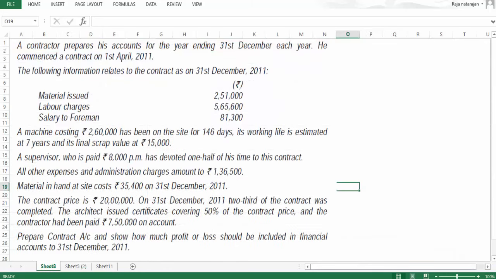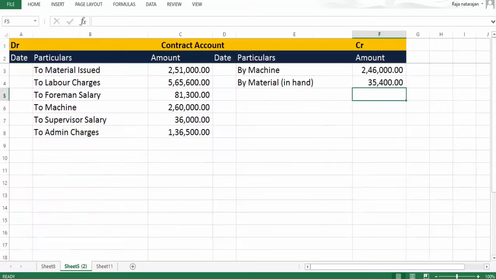So what else we have? That's it. So we have some additional information. Contract price is 20 lakhs. On 31st December 2011, 2/3 of the contract was completed. Architect issued certificate covering 50% of the contract price. Contractor was paid 7,50,000. You have to find out what is the profit or loss that should be included in the financial account. So now what we'll do, for the time being, let us close this account in stage 1 and we'll find out what is the works cost.